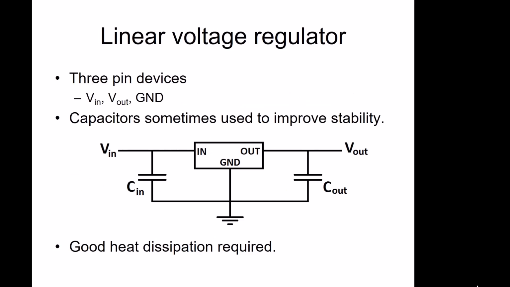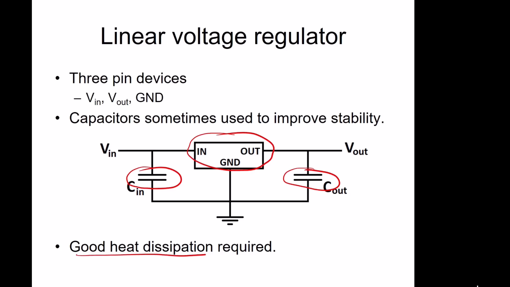Linear voltage regulators come as 3-pin devices. You've got an input, an output, and a ground. To improve the performance of these regulators, you put an input capacitance and an output capacitance. This just helps to smooth the signal and lower the ripple in the output. They're not very good in terms of efficiency, so you need good heat dissipation for these devices.